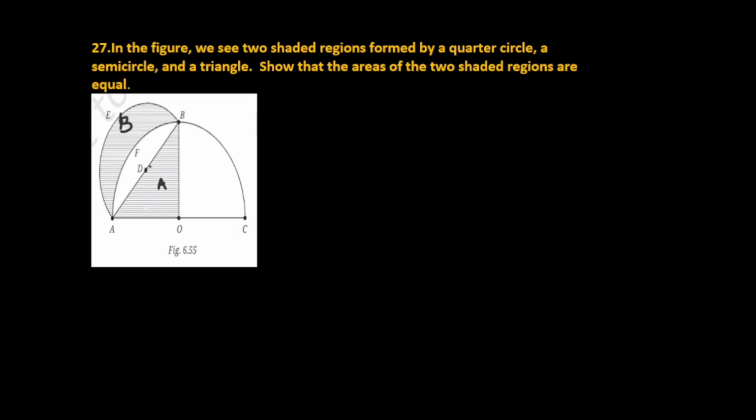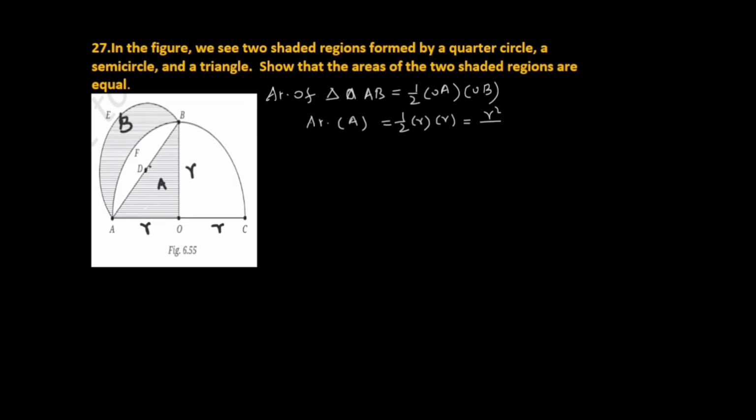Now, this is the AC. ACB is a semicircle, so take the radius OA as R, so OC is also R, OB is also R. Now, area of triangle OAB is equal to half into base OA and height OB. So the area of region A is equal to half into R into R, which is R squared by 2. So the area of the region enclosed by A is this.